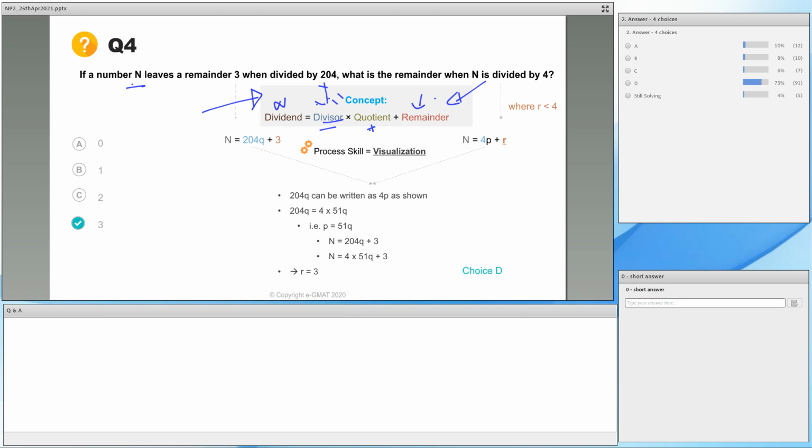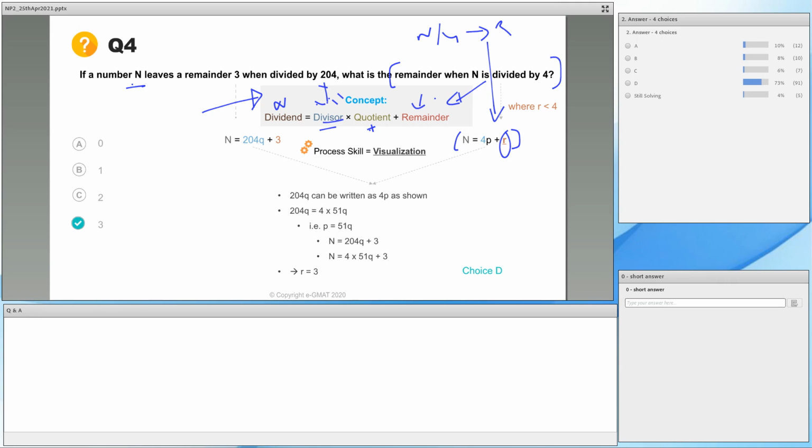Okay. So let's look at the question here. If a number n leaves a remainder 3 when divided by 204, what is the remainder when n is divided by 4? So what we are being asked is, if this n was divided by 4, what would you get as remainder? If you had to translate that based on our equation, it should look like this, right? In this equation, what you need to find out is r. Very, very simple. We need to find this r.